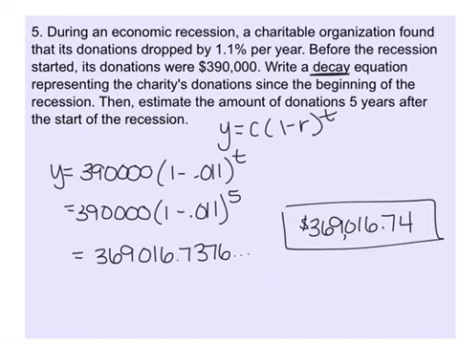So when I did this, I got $369,016.74. If you did not get that answer, please come talk to me before moving on to the next example. More than likely, you forgot to turn your rate into a decimal and not a percent. But there could have been something else that went wrong, so make sure you come chat with me.